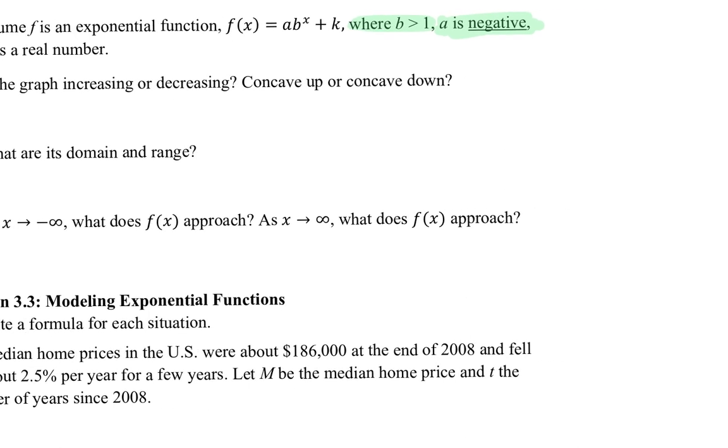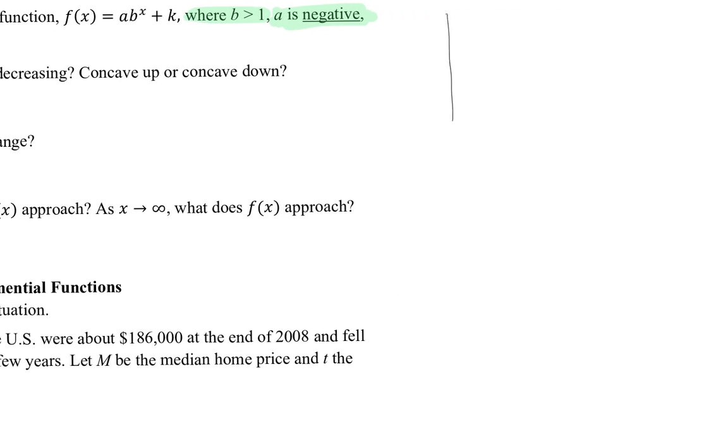Let's start by just plotting a random graph. If our a was positive, we'd have something along the lines of this. Because we know, oh, I lied. B is greater than 1, so we're actually increasing. So we're going to look something like this. So it's an increasing graph. We have a positive a right here.